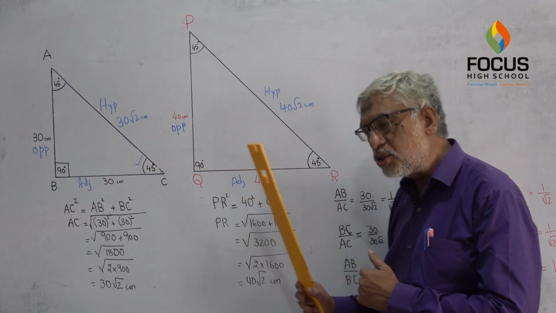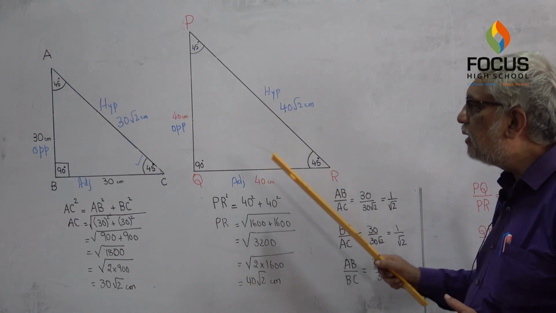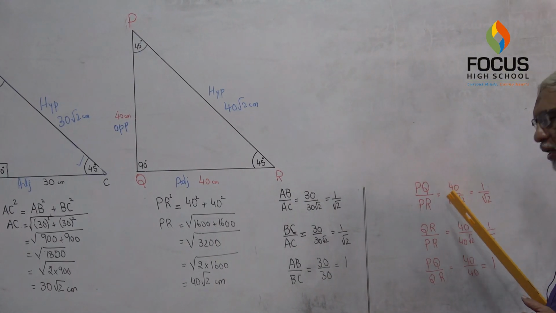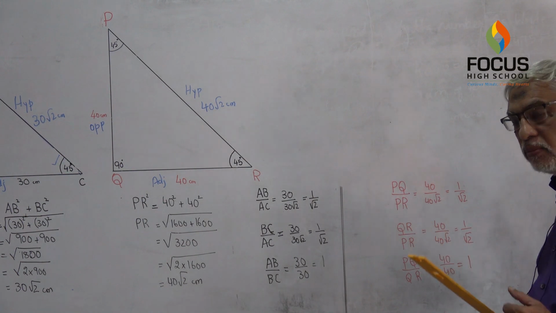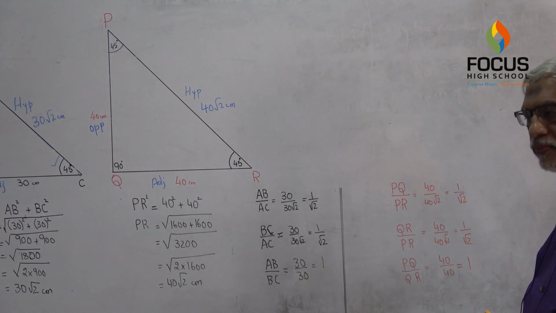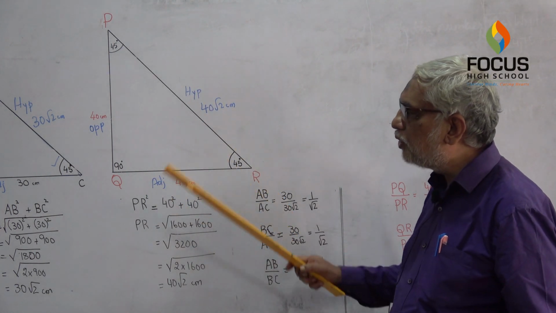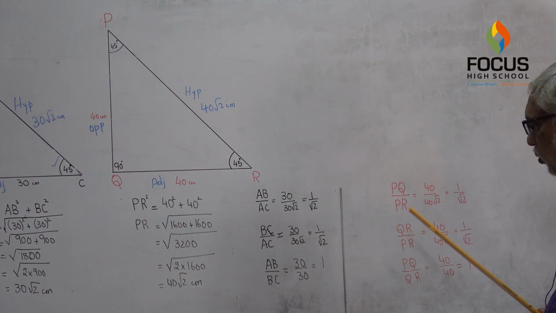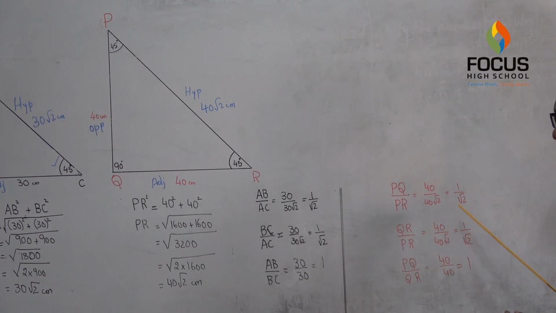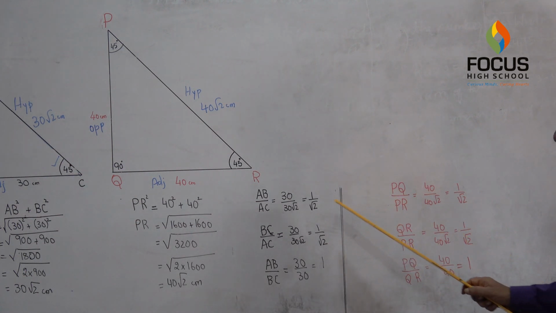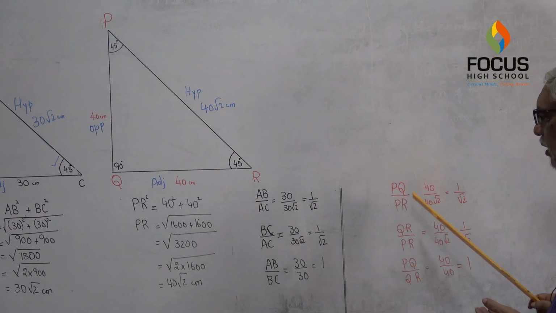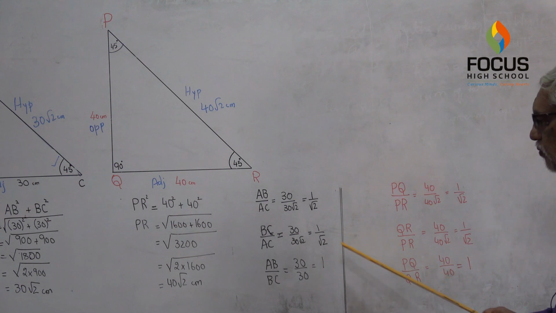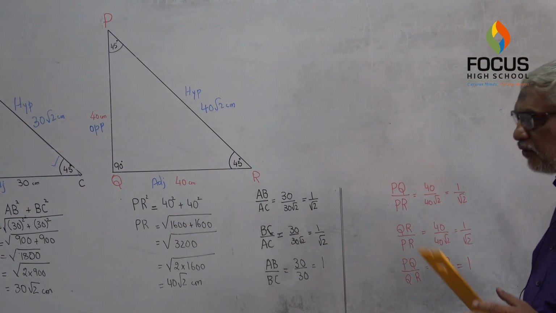The same ratios here also. Now it is opposite by hypotenuse, PQ by PR. PQ by PR is 40 by 40 root 2, which is 1 by root 2. Now, adjacent upon hypotenuse, 40 by 40 root 2, here my final result is 1 by root 2. The ratios are the same, whether it is AB by AC or PQ by PR, opposite side by hypotenuse gives me the same result. Adjacent side by hypotenuse is 1 by root 2, here also 1 by root 2.